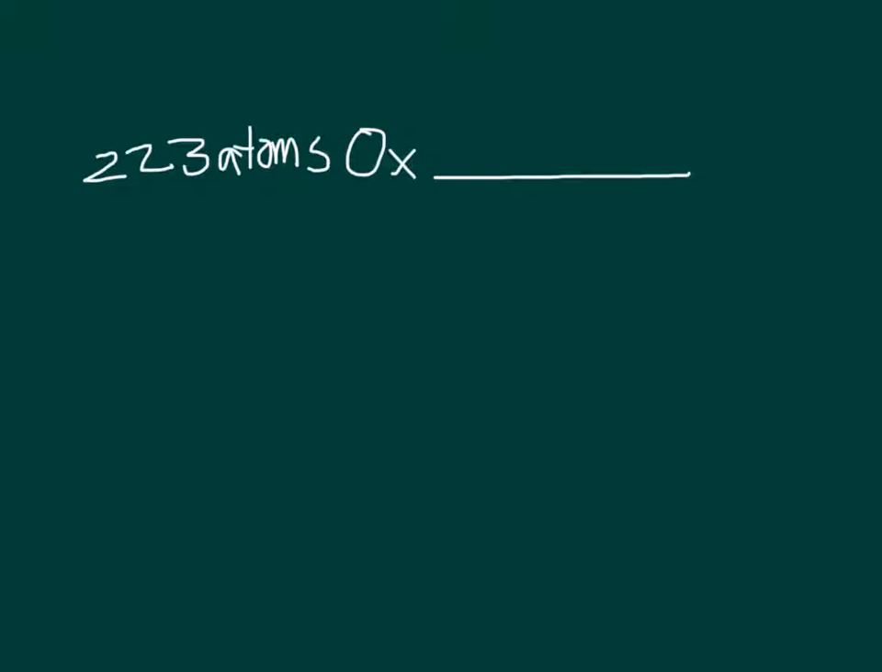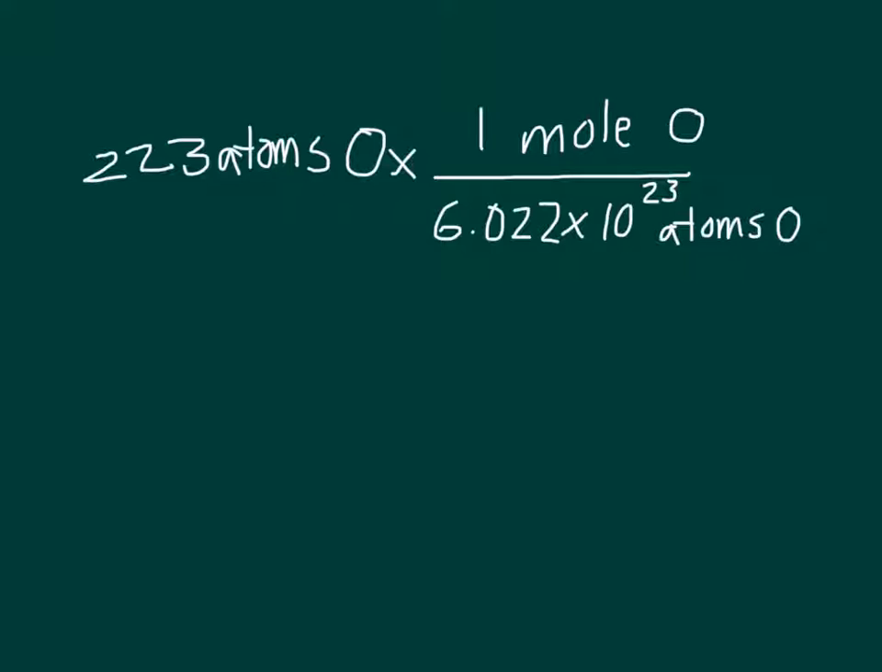Since we know that we have 223 atoms of O, we know that we need to cancel atoms with atoms. And we know that there are 6.022 times 10 to the 23rd atoms of O in 1 mole of O. I'll just continue over here on this left side since I don't have room.